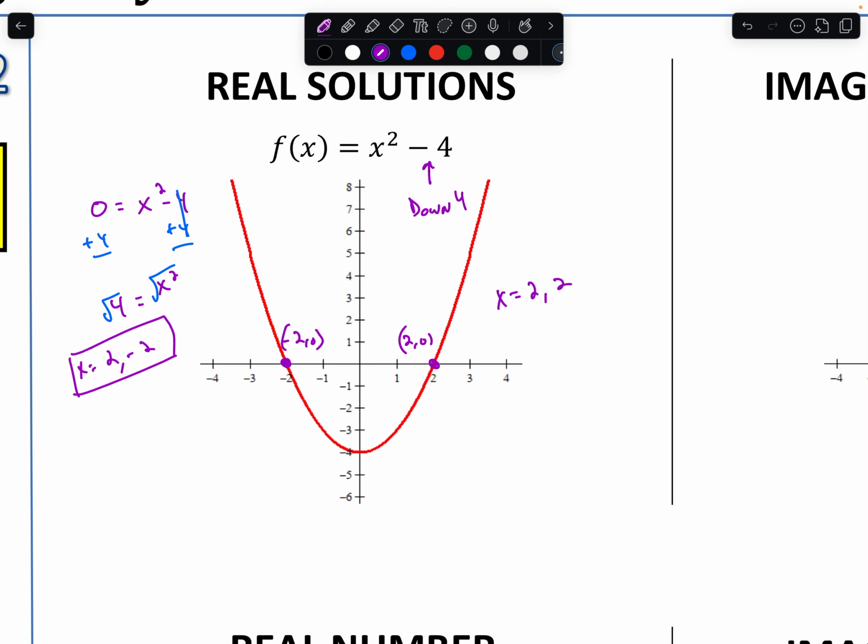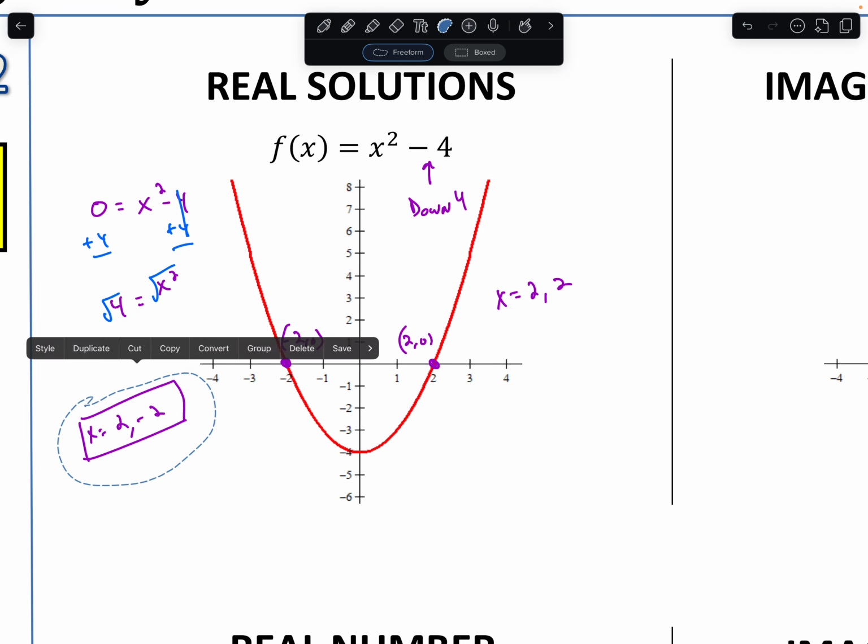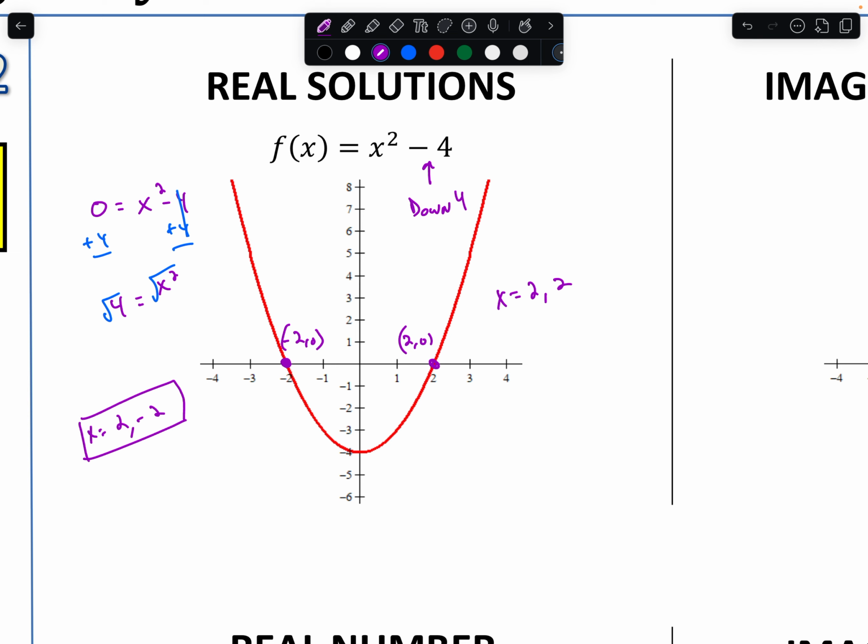Oh, I should say we actually talked about this. There's a step in between there. When we square root the x squared, we get the absolute value of x. When we square root 4, we get 2. And then that means that x is equal to 2 and negative 2, which I have below there. All right, so no problem.